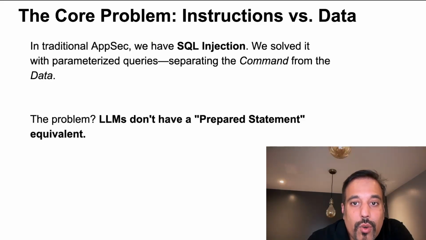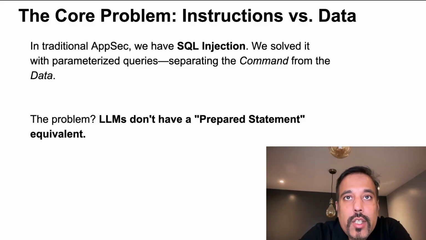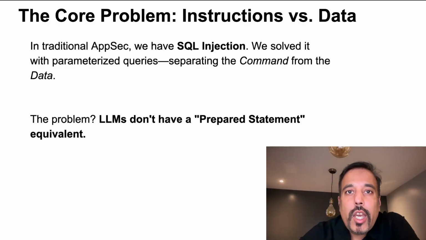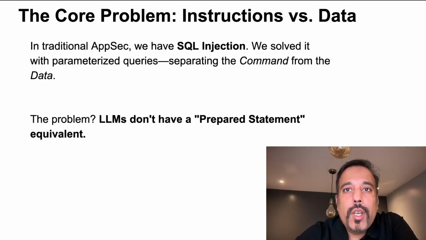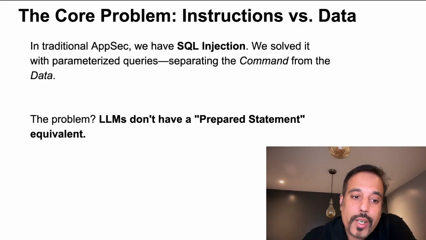So what's the core problem here? Instructions versus data. In traditional AppSec, we had SQL injection, but we solved it with parameterized queries, separating the command from the data. The problem with the LLM is that you don't have a prepared statement equivalent. Everything you feed an LLM, your system prompt, the user query, and the data it retrieves, ends up in a flat context window. The model processes it all as one long string of tokens, and if a piece of data looks like a command, the model will follow it.